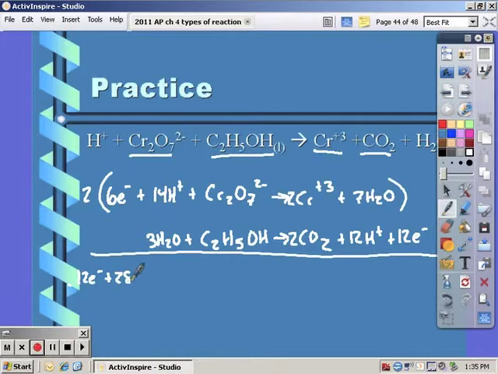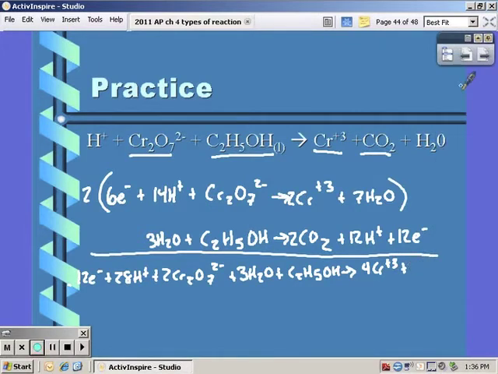Going to bring down all of my reactants and sum them up, and all of my products and sum them up. Don't forget your charges. And now you're going to cancel any like terms that are the same on both sides.